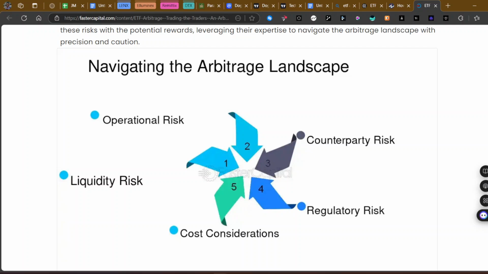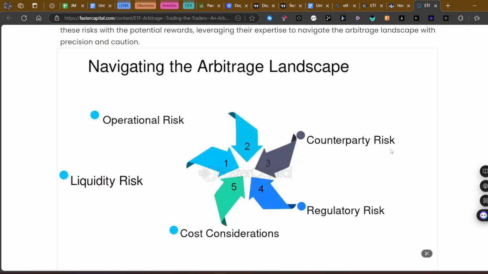If the prices of the ETF and its underlying assets diverge too much or the discrepancy closes too quickly, you might not be able to execute your trades in time to capture the profit. We also have other risks, like the liquidity risk. If the ETF or its underlying assets don't have enough liquidity, it may be difficult to get in and out of trades quickly enough to take advantage of the price differences.